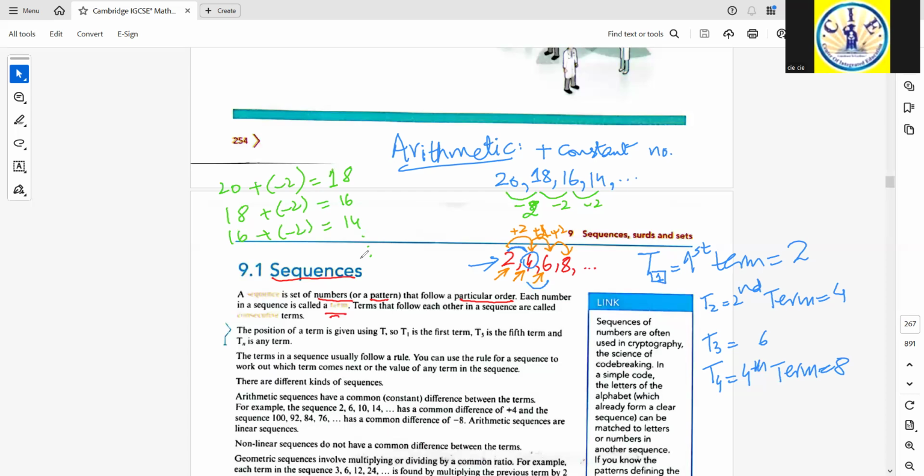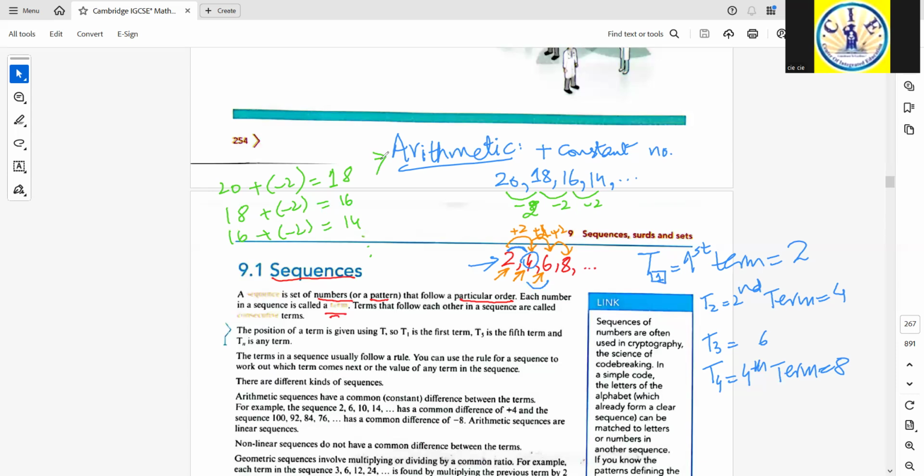Arithmetic sequences are actually the linear sequences. Non-linear sequences do not have a common difference between the terms, unlike this arithmetic sequence.